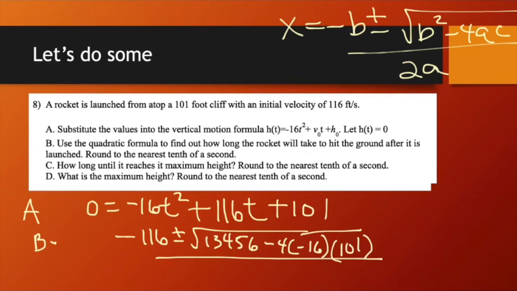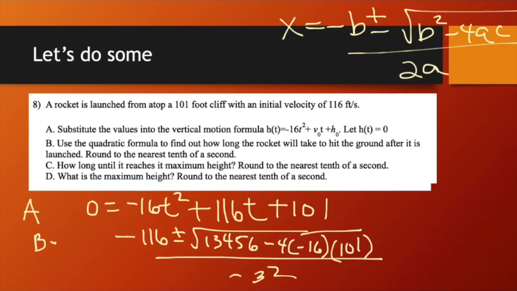2A. Do you want to just write out what 2A is? Negative 16 times 2, which is negative 32. What did I tell you to do next on your calculator? Do you remember? Do the inside first, then square root that. Round to the nearest tenth of a second. So we're going to put that 13,456 minus negative 64.